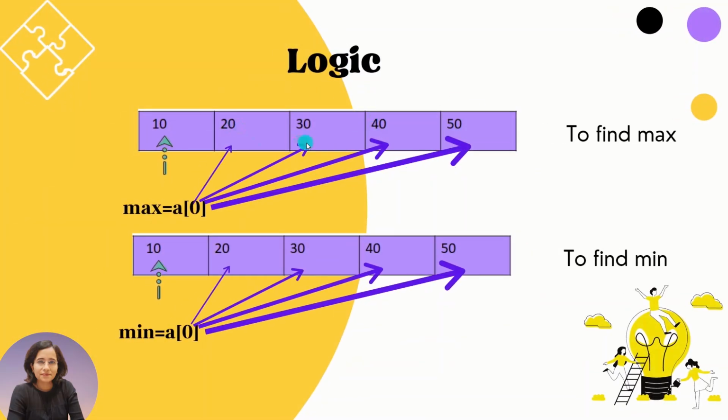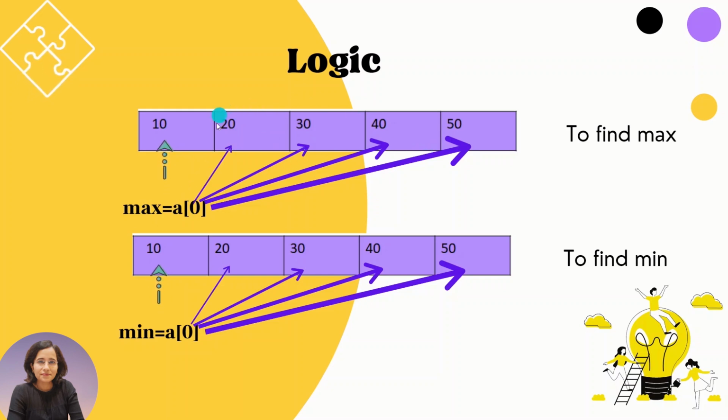First, declare an array and initialize some values. You can even take the values from the keyboard using the scanf statement. Then first of all, consider the 0th element as the maximum element and then compare that element with the rest of the elements of the array.